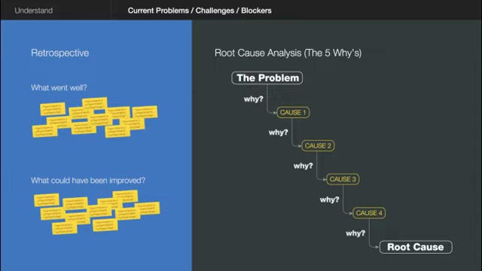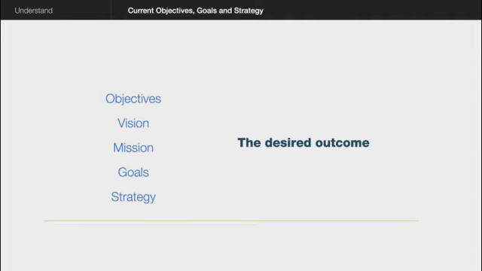After we've looked at the problem, it's very important to look at the desired outcome. This means looking at the objectives of the team, understanding the vision, the mission, the goals, and any existing strategy in place. What is the strategy from the team above? What are the goals from the level above?